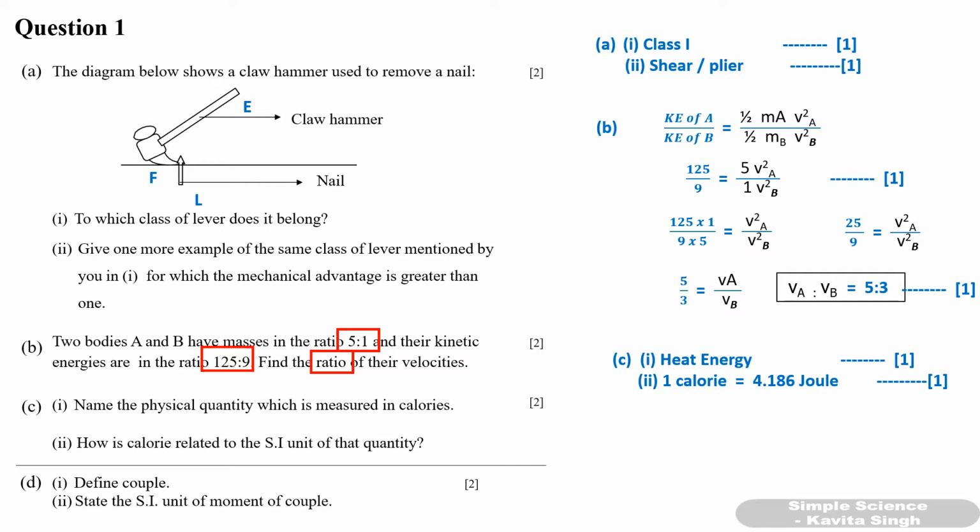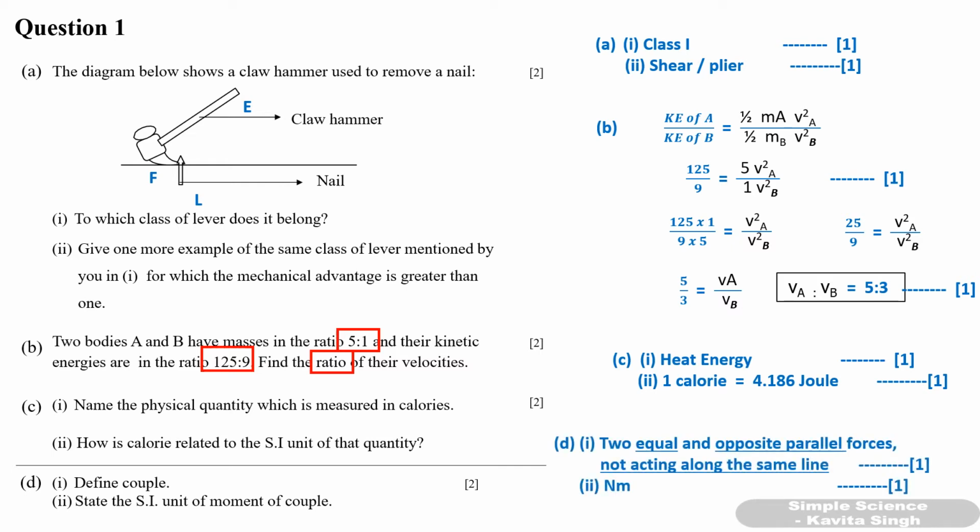Okay. Then D part, define couple and state the SI unit of moment of couple. So what is couple? Couple is two equal and opposite parallel forces not acting along the same line. Each and every word is important, otherwise you will not get 1 mark. Two equal forces, opposite forces and parallel forces. The forces should be equal and opposite to each other, and they should be parallel to each other, and they should not be acting along the same line. They should be separated at a distance. What is the SI unit of moment of couple? Newton meter. 1 mark for this. Okay.